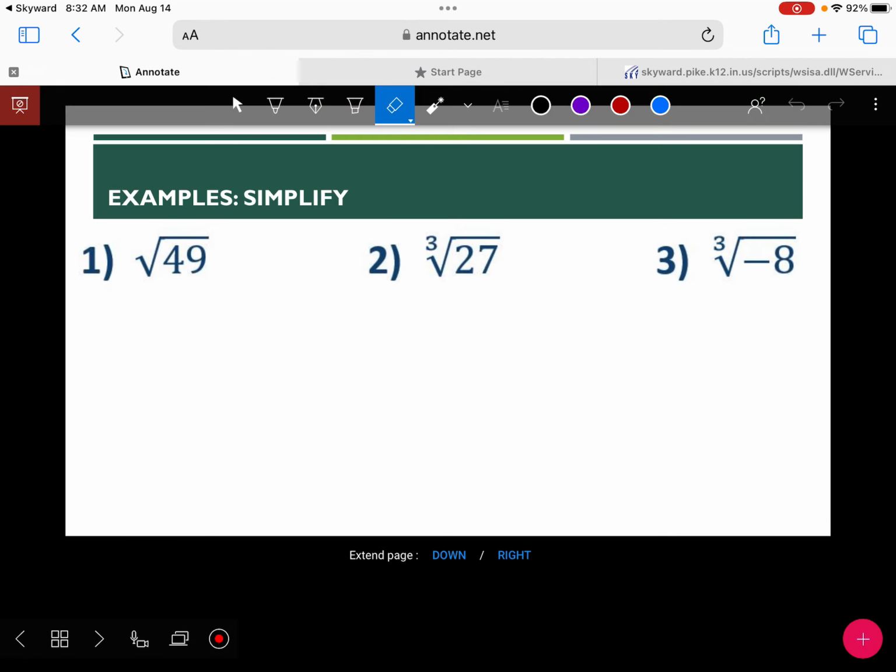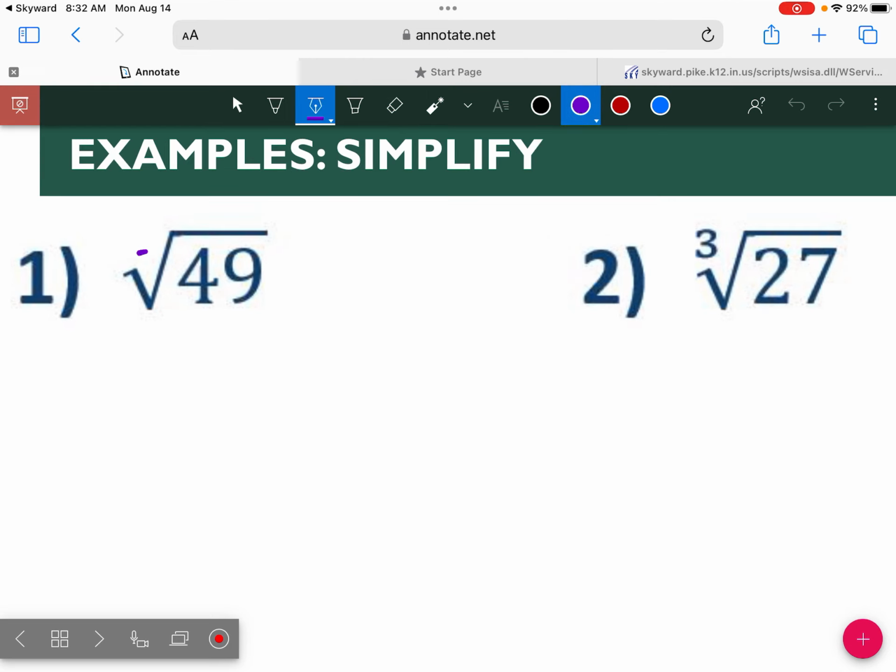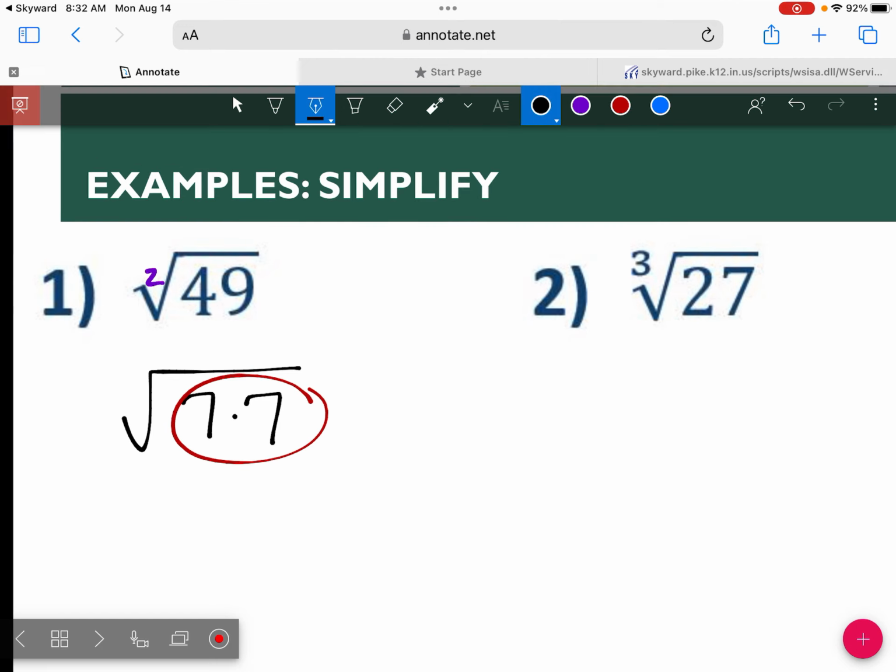So for example, we have the square root of 49. So the square root of 49, because I'm looking for a pair. Anytime, so this tells me if it's a square root, I need a pair of numbers. Two numbers that are the same, that are factors of 49. And we all know that the square root of 49 can be written as the square root of 7 times 7. And because I have a pair, my answer is just 7.